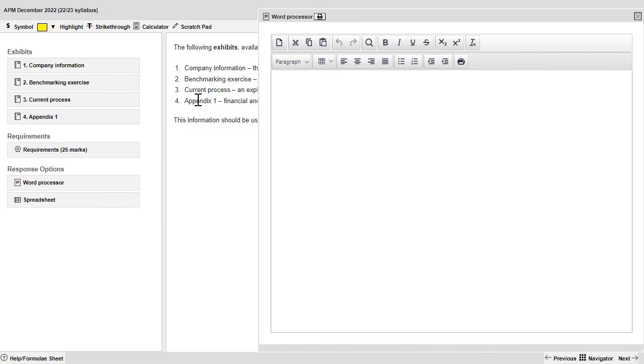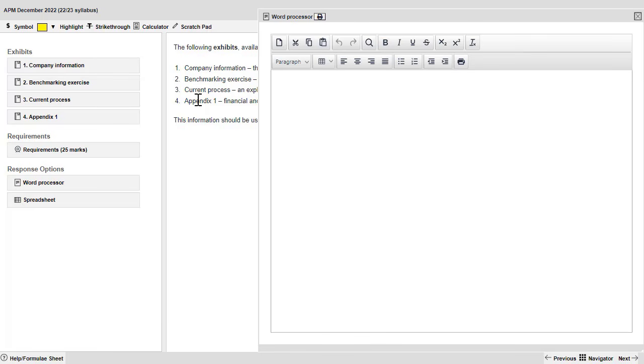Remember that the APM exam is not an academic exam testing your book knowledge. It's more like a business simulation. Do you have the skills to give valuable advice to the leadership of this company and help them solve their business problems? So really important to get in that mindset. Before we do anything else, now that we have our exhibits and our workspace laid out, let's read the company information and just see what this company is all about.